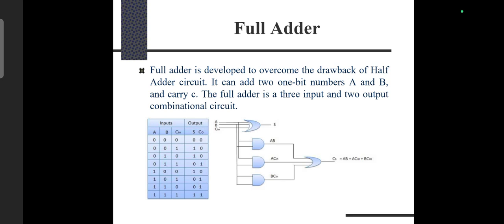For 0, 0, 1, the sum is 1. For 0, 1, 0, the sum is 1. For 0, 1, 1, the sum is 0. For 1, 0, 0, the sum is 1. For 1, 0, 1, the sum is 0. For 1, 1, 0, the sum is 0. For 1, 1, 1, the sum is 1.